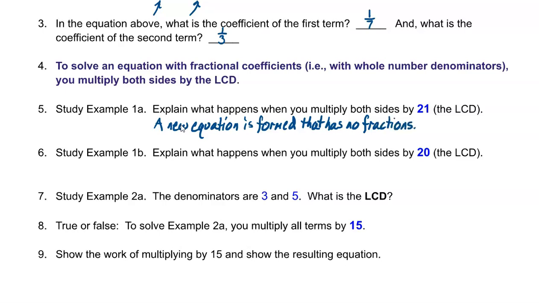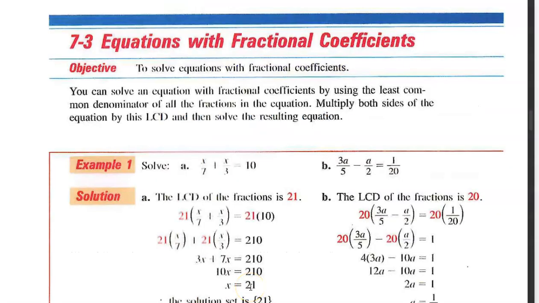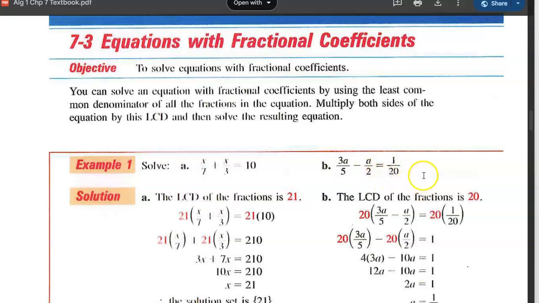Number 6, look at example 1b. Explain what happens when you multiply both sides by 20. Here's example 1b on the right of the screen. We see the original equation has a fraction and another fraction, and the right side even has a fraction. Now the denominators are 5, 2, and 20. The least common denominator is the number 20.